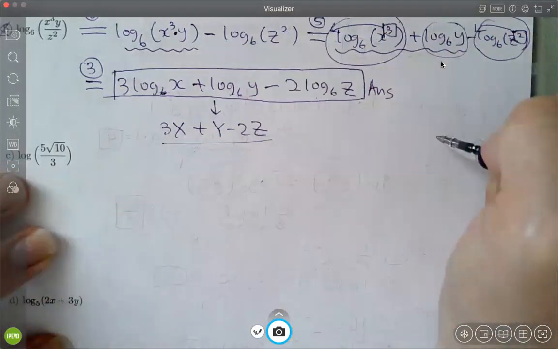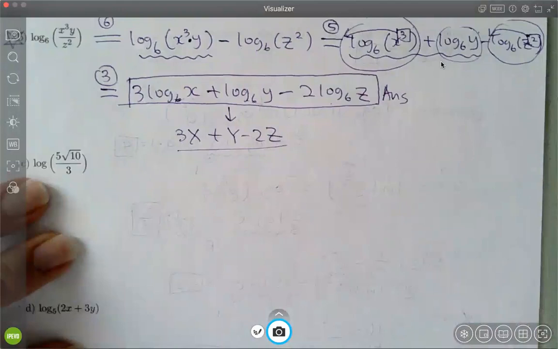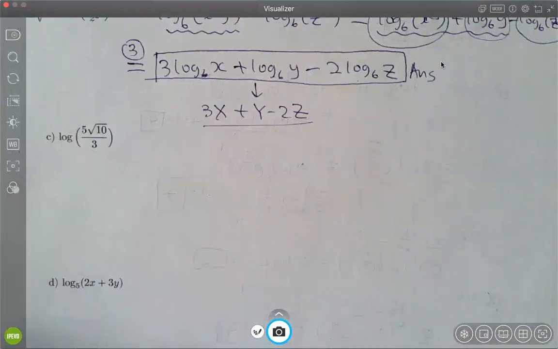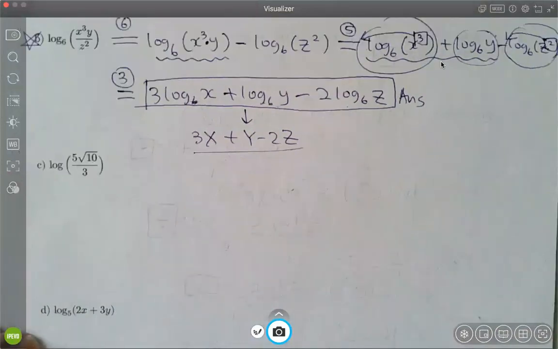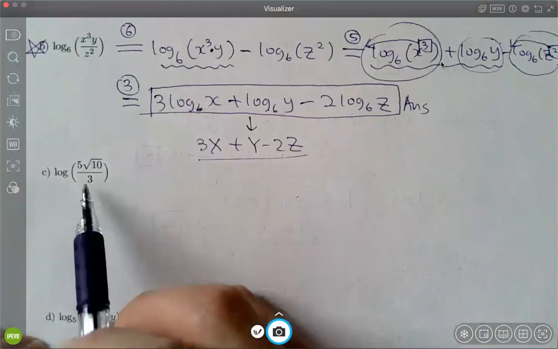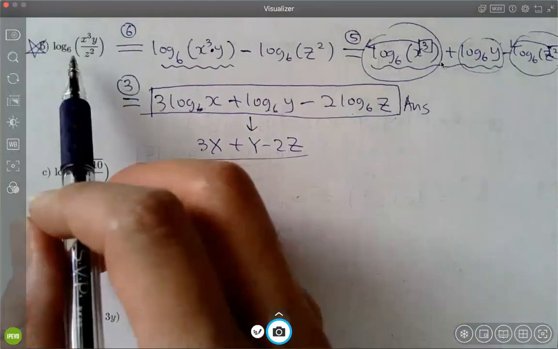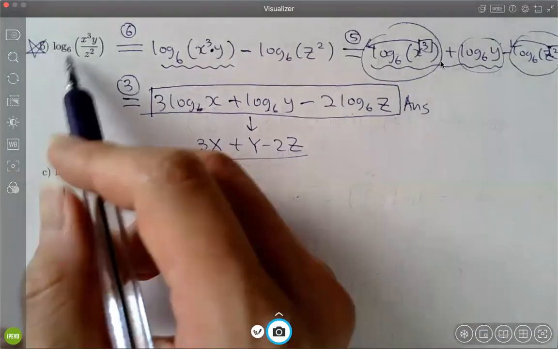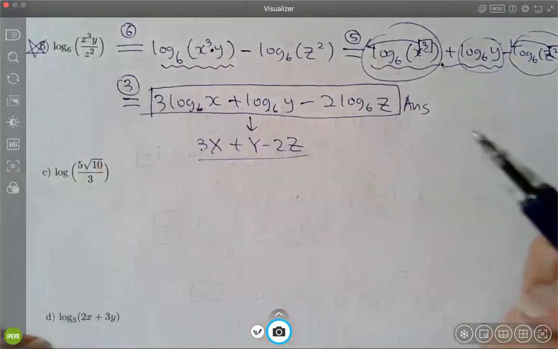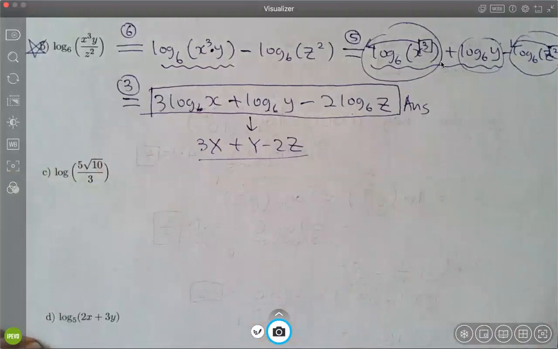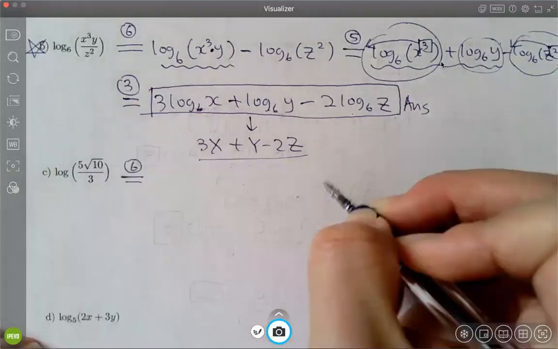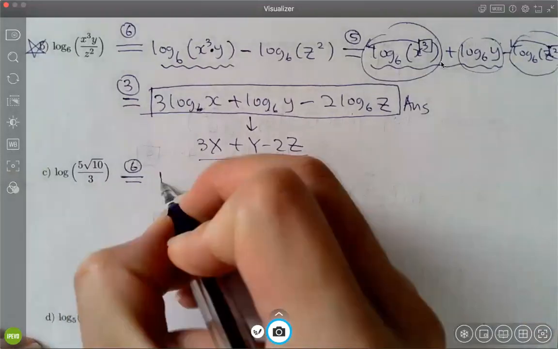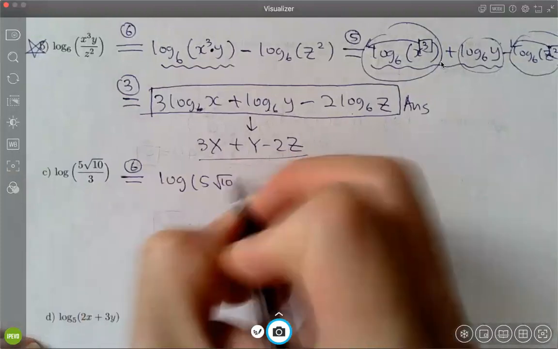Okay. And now, part C, log 5 square root of 10 over 3. Okay, so notice that this is very similar to the one before, right? The only issues are what? The base is not 6, and we don't see the variable, but we have a fraction. So what does that mean? Well, you can just use rule number 6, right? Same thing that we did in the previous part. So what do we have? Log 5 square root of 10, and then minus log 3, right?